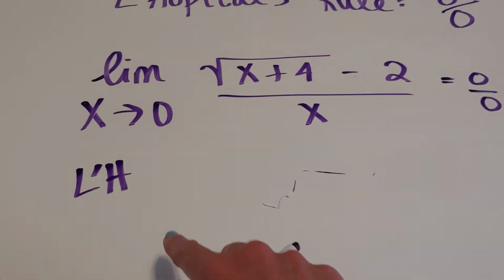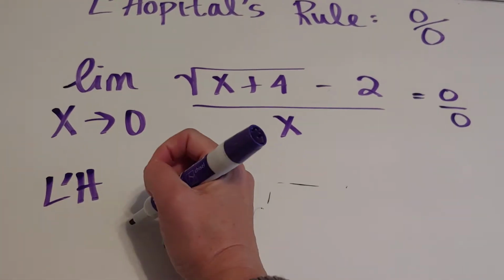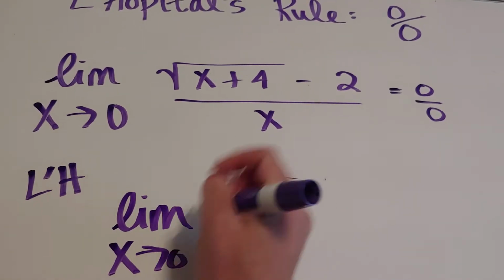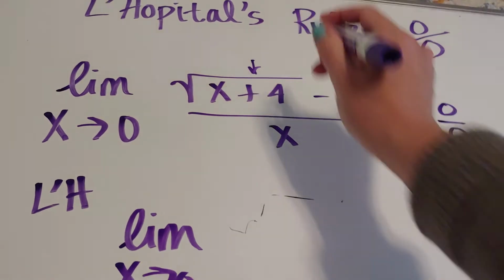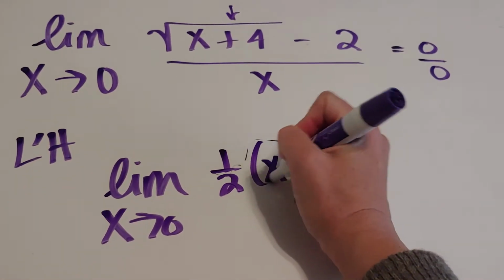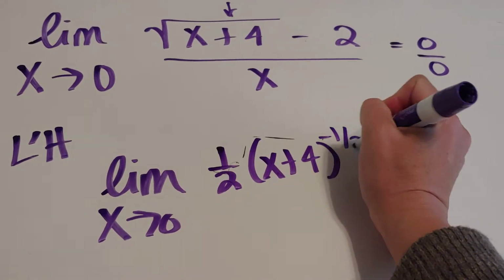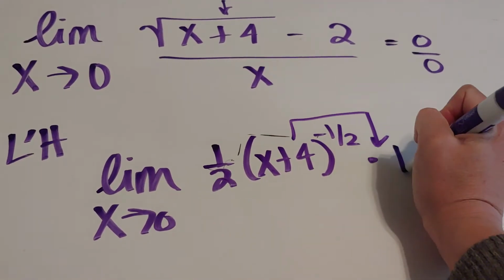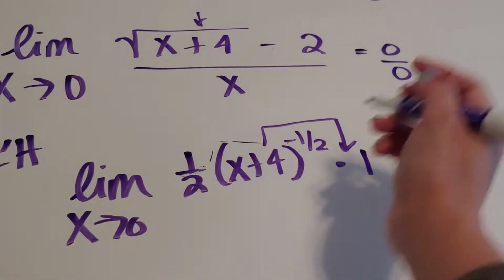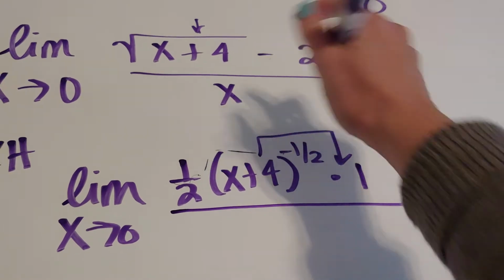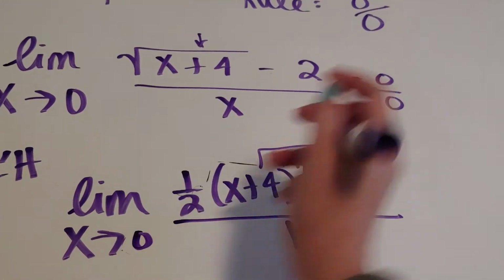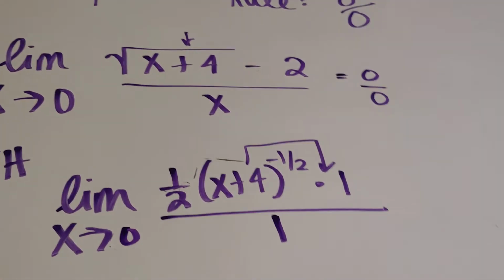So I write this saying, hey, I'm going to use L'Hopital's rule, and how it works is I take the derivative of the top. Remember, this is x plus 4 to the 1/2. So this would be 1/2 times x plus 4 to the negative 1/2 times 1, and the derivative of 2 is just 0. And then the derivative of x is just 1. This isn't quotient rule, guys. This is just taking the derivative of the top separately and the derivative of the bottom separately.